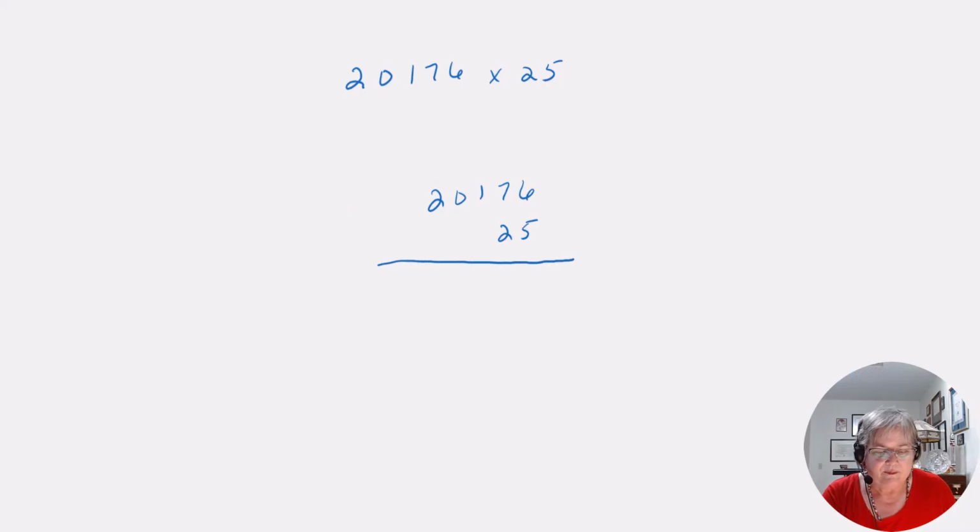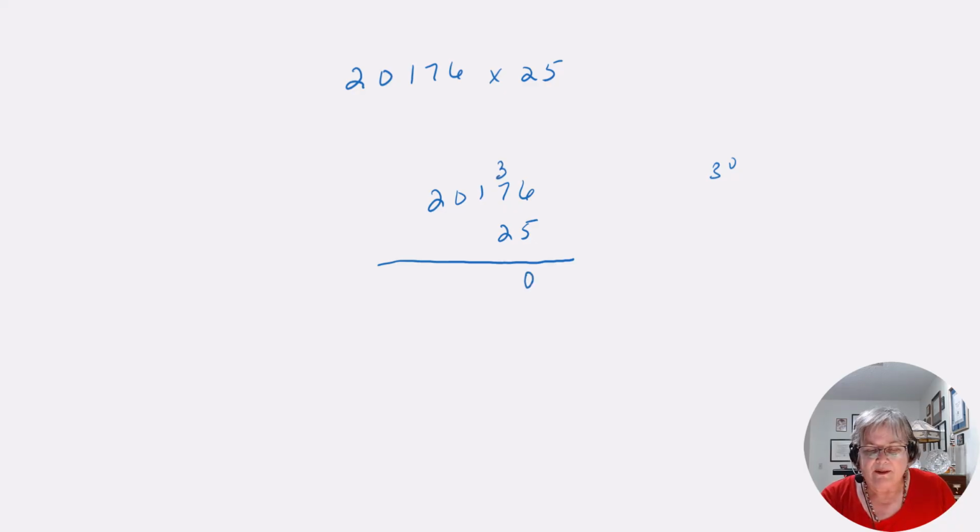Let's try a little stronger, longer number. 20,176 times 25. We put the 20,176 down. Here's my 25. Now, we're going to start with the 5 and multiply it by each number. You're going to use the 6, the 7, the 1, the 0, and the 2, moving right to left. So 5 times 6 is 30. We write the 0 down and carry the 3.